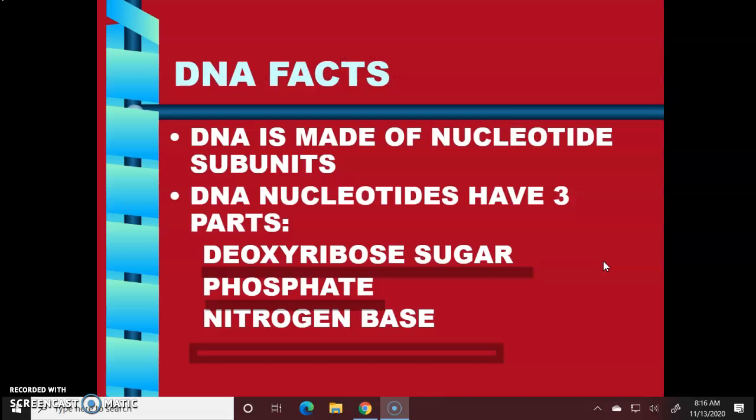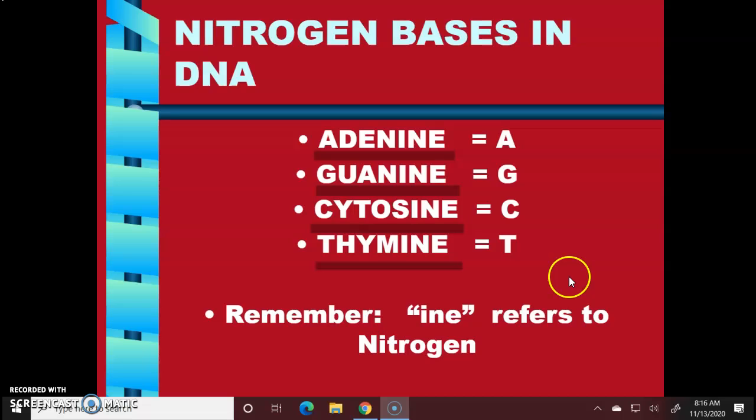Now, what is it made of? So it's made of these things called nucleotide subunits. So the nucleotides have 3 parts. So look at number 5. The first part is a deoxyribose sugar. The second part is a phosphate. And the last piece is the nitrogen base. And there's 4 bases. It could be either adenine, guanine, cytosine, or thymine. And we'll often refer to these with their letters from here on out.